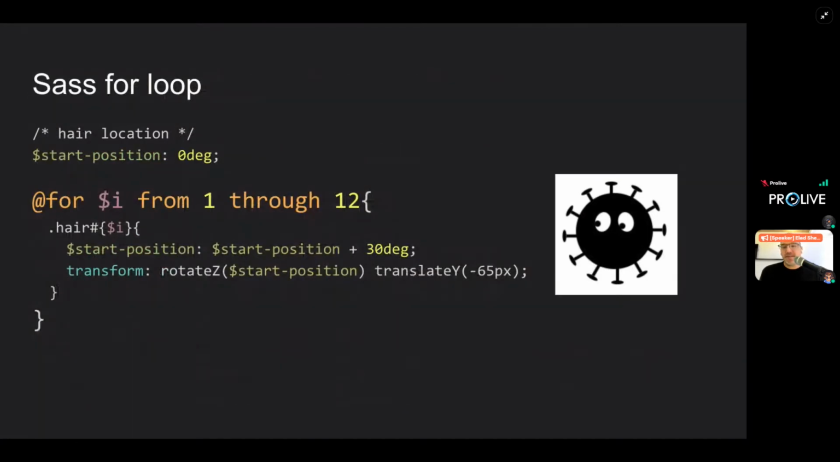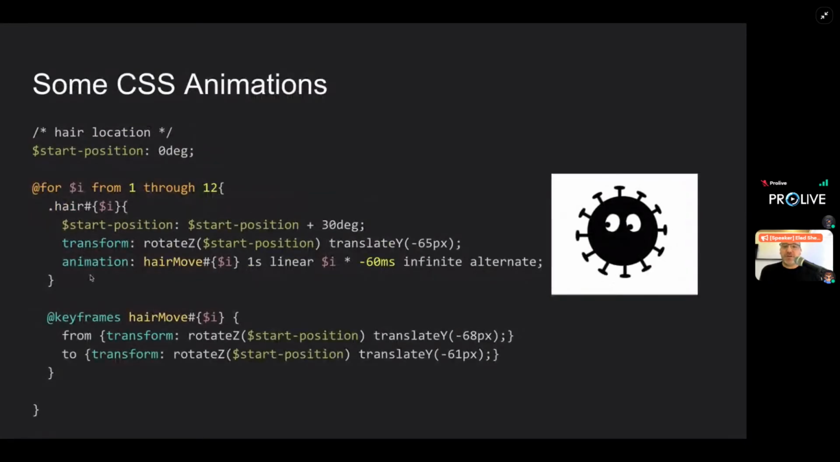Nice. But I wanted this creature to feel a lot more alive, and I wanted to add some animation for all those hairs. But I had a problem. Every one of the hairs has a different transform value. And it means that if I want to do animation for all those hairs, I need to create 12 different animations. And because I didn't want to create them one by one, I'm creating all those CSS animations dynamically in the same Sass for loop.